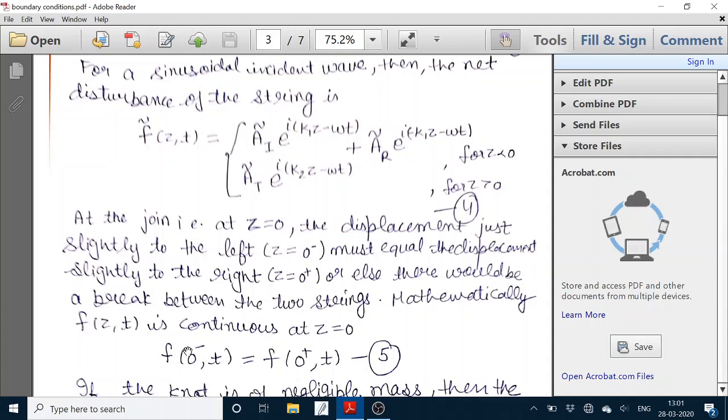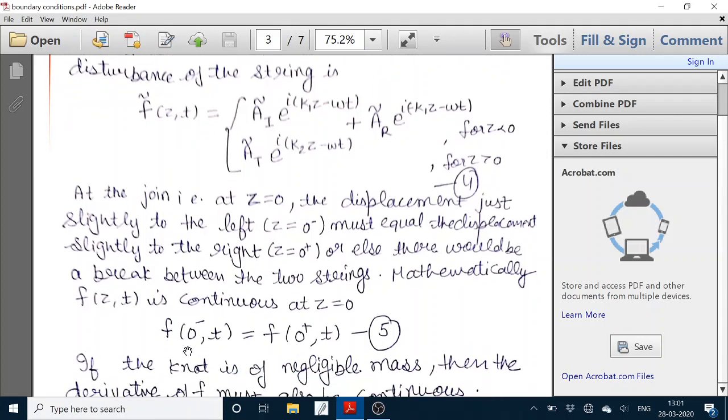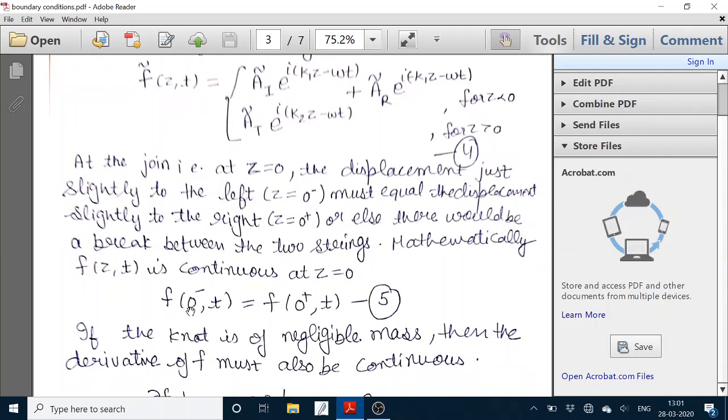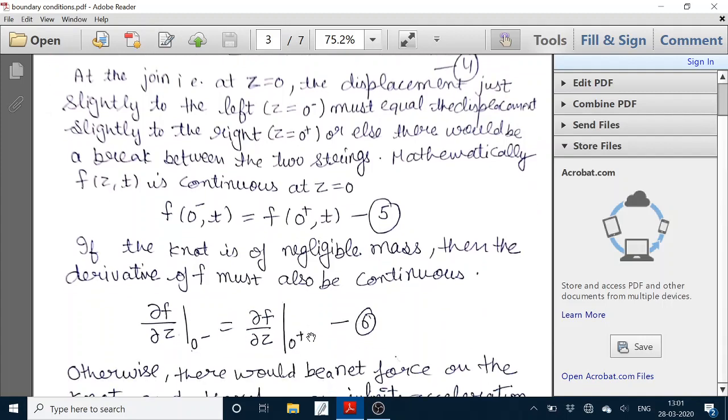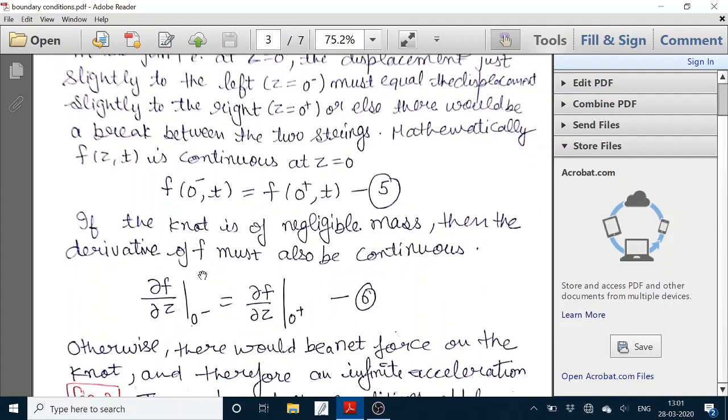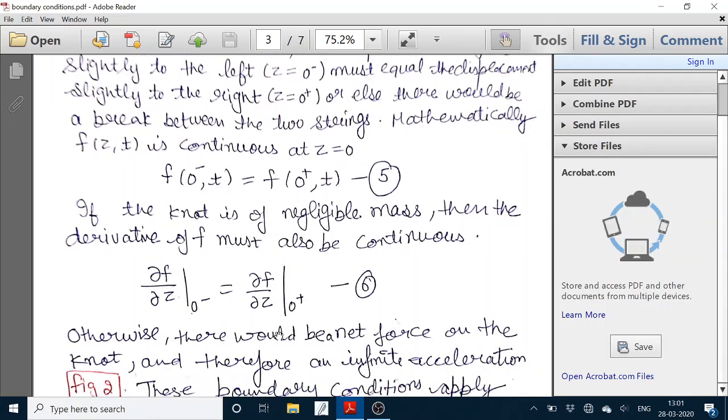must equal the displacement slightly to the right. Otherwise, there would be a break between the two strings. So mathematically, we can say that the function is continuous at z equals 0. That means f(0−, t), the left hand limit, equals f(0+, t). If the knot is of negligible mass, then the derivative of f must also be continuous, that is ∂f/∂z at 0 negative equals ∂f/∂z at 0 positive.